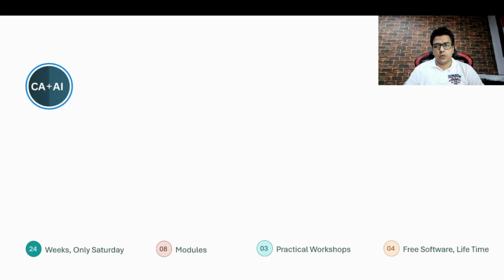This course has two programs. First is an 18 weeks program and second is a 24 weeks program, that is 18 plus 6 weeks. It contains 8 modules and a total of 3 practical workshops. After completing this course, you will be able to create your own program. You will be able to write your own program and execute those programs yourself. You can automate work and build softwares for yourself or for your clients.